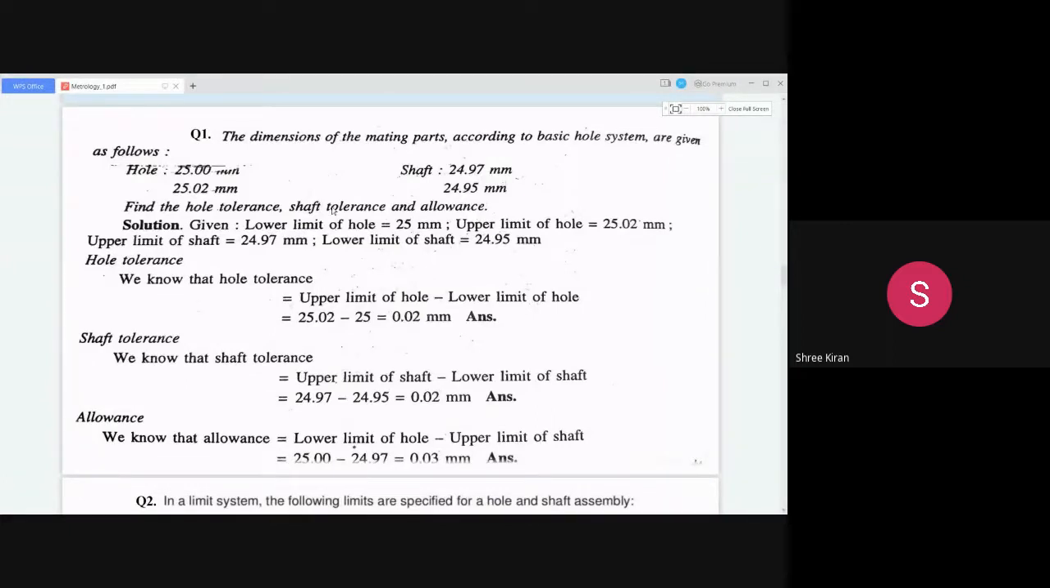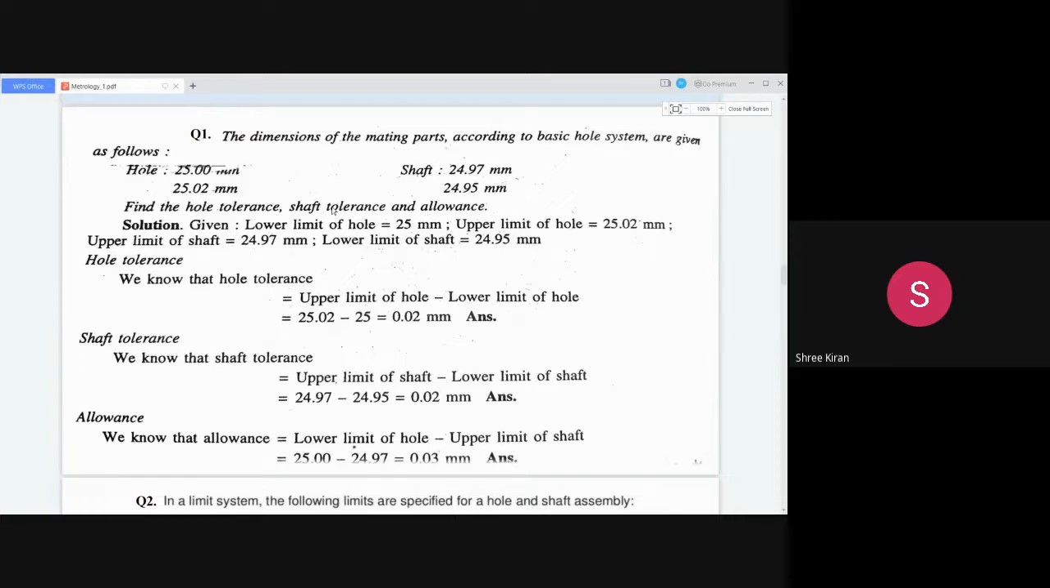The solution given is the lower limit of the hole is 25 mm and the upper limit of the hole is 25.02 mm. So this we have to write from the given data. From the solution, first we have to write the given data. This is the basic representation of how we solve a problem, and this will be the mark distribution when questions are asked in an exam.